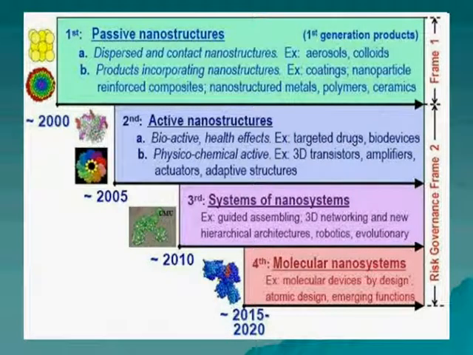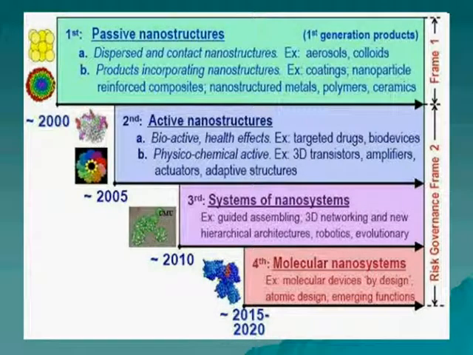If we take the first generation, passive nanostructures, it contains dispersed and contact nanostructures. Examples: aerosols, colloids, and products incorporating nanostructures like coatings, nanoparticle-reinforced materials, etc. That was back in the year 2000. Now, if we consider the second one, active nanostructures: bioactive, health effects, for example targeted drugs, biodevices; physico-chemical active, for example 3D transistors, amplifiers, etc.